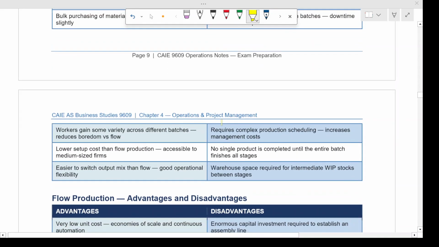The third one is that it requires complex production scheduling, which increases management costs. This means that, for example, if you are using different production stages, say the first production stage uses 3 days, the second one uses 2 days, and the third one uses 5 days, in that scenario, you will have to make different schedules.